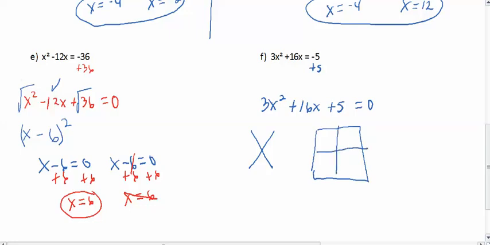Okay, so first times the last. 3 times 5 is 15. Add together to give me 16. Hopefully you see it's 15 and 1. Put your variables with that. Your first term goes here. Your last term goes here, positive 5. These two can go wherever you want to put them.